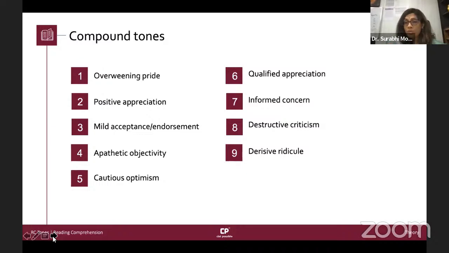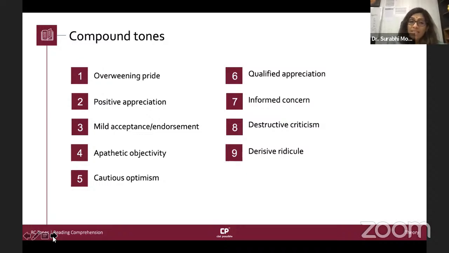Similarly, mild endorsement. Endorsement, you're not very happy about it because the whole passage the author did not endorse it. So mild endorsement answers perfectly what you want to say. Qualified appreciation. Qualified appreciation means that you are giving exact things for which you are appreciating the person.